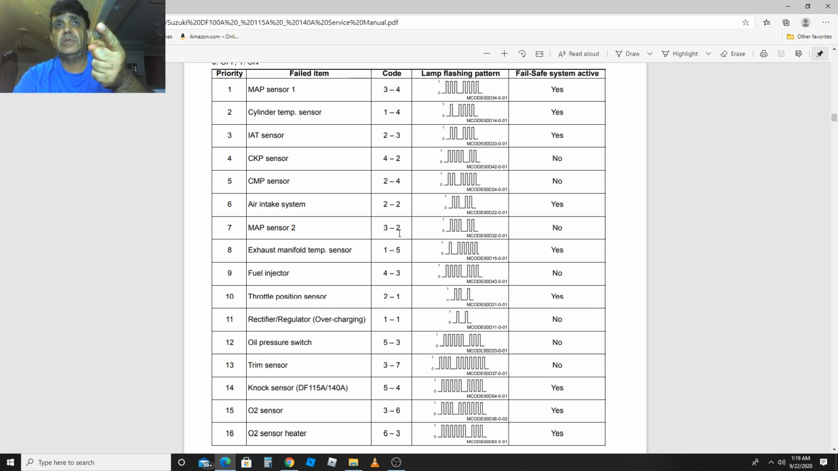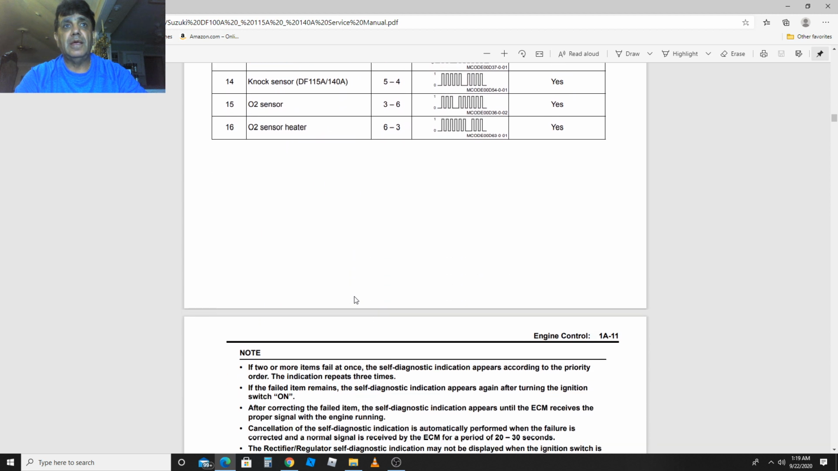3 flashes, pause, 2 flashes will be the map sensor, and if it's a map sensor, you don't get the low RPM. You just see the lights flashing, meaning it's not a serious issue. It needs to be taken care of. The engine is not running well. It may cause additional problems down the road after 3-4 months. It will kick in some other warning.